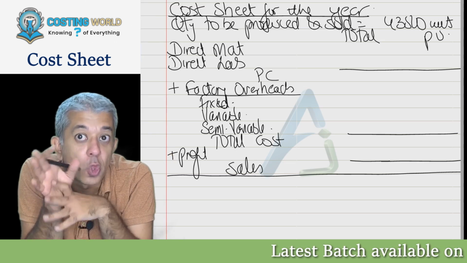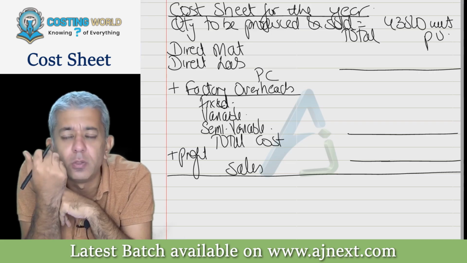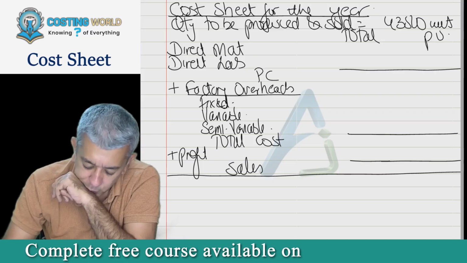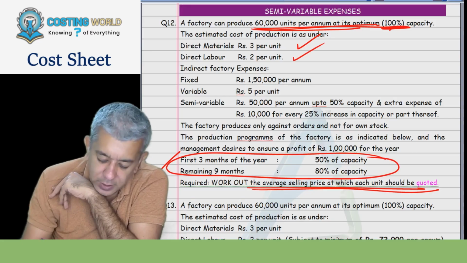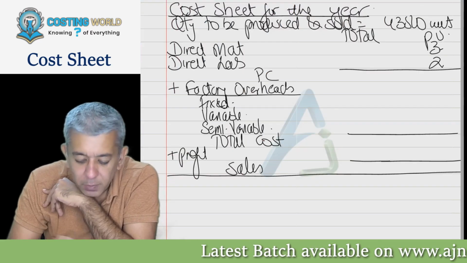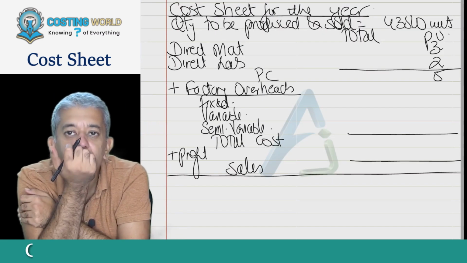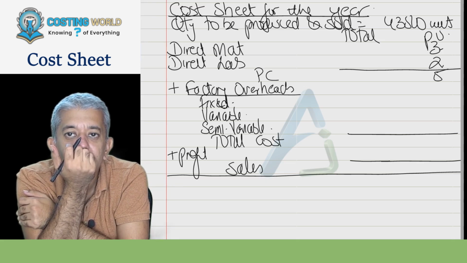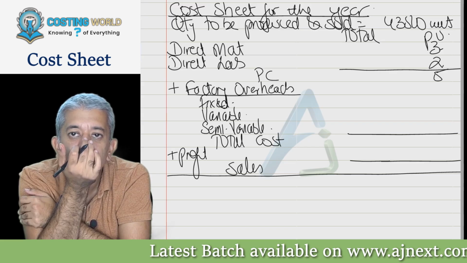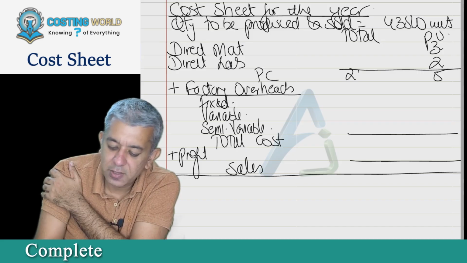Now, whatever does not require brains in this entire question, that I'm trying to complete. For that, no brains are required. So, direct material is 3 per unit, write down 3 per unit. Direct labor is 2 per unit, write down 2 per unit. Please multiply by 43,500 and reach till prime cost, please. 2,17,500.